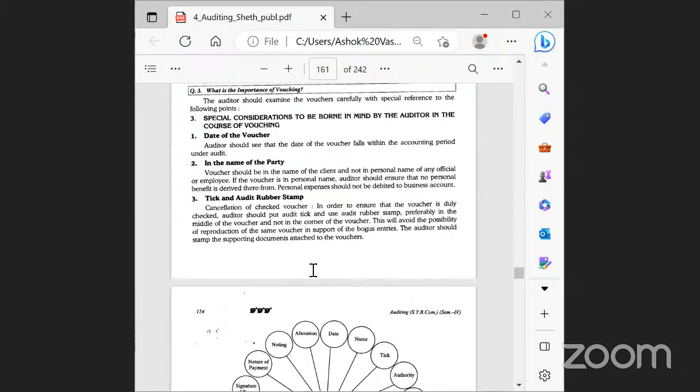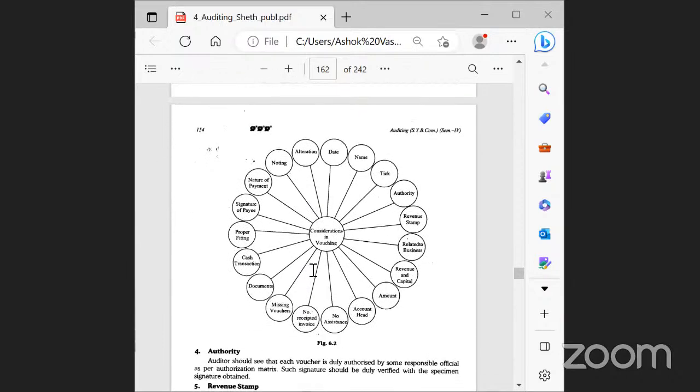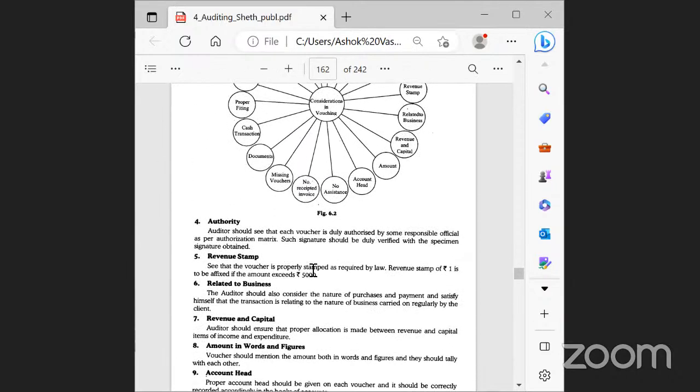special considerations to be borne in mind by the auditor while doing vouching. In a voucher, he should check the date, name of the party, okay, whether the rubber stamp is put up or not, whether the transaction was properly authorized. If the transaction is above 5,000, a revenue stamp should be there.